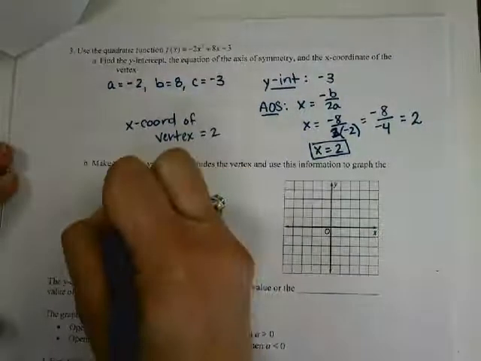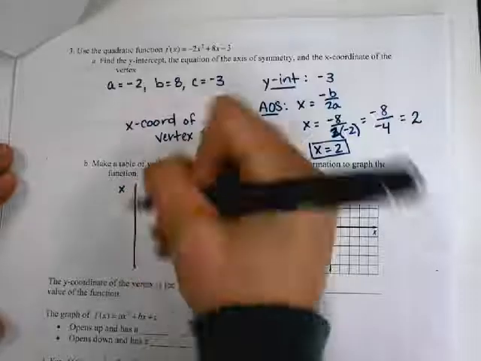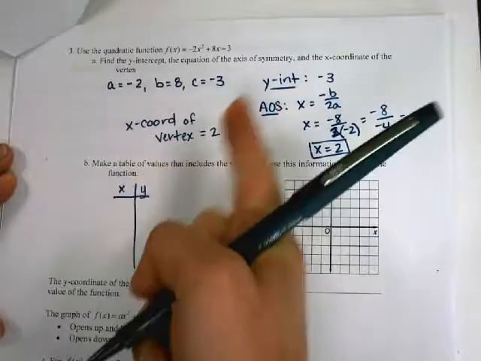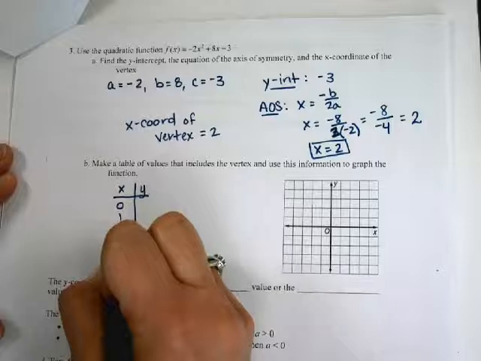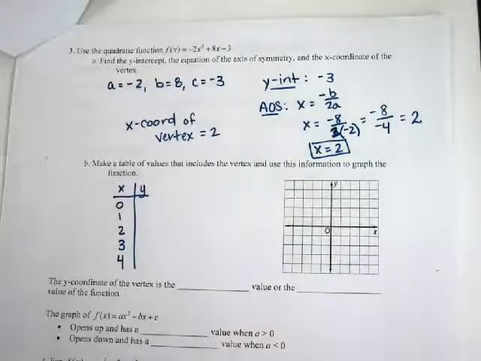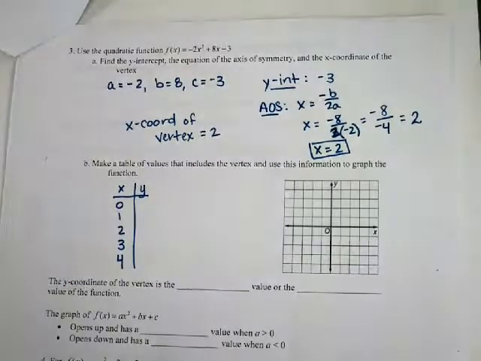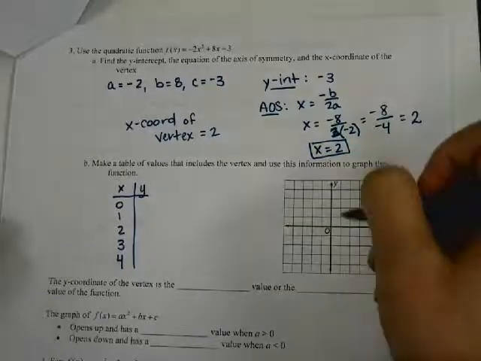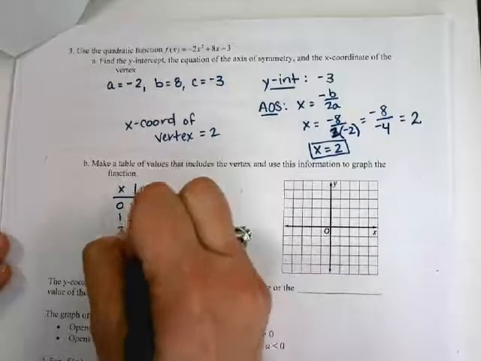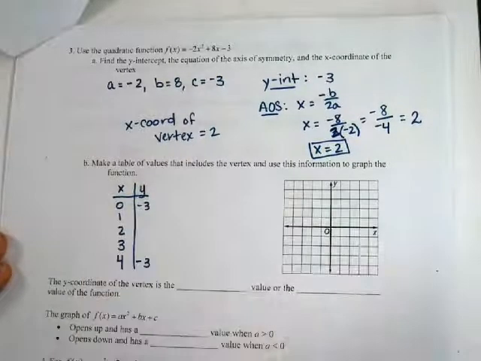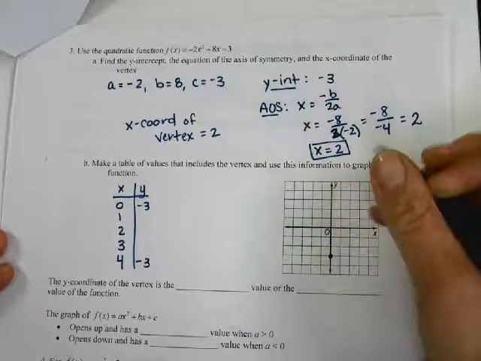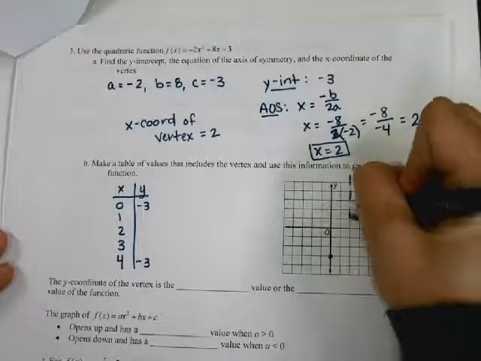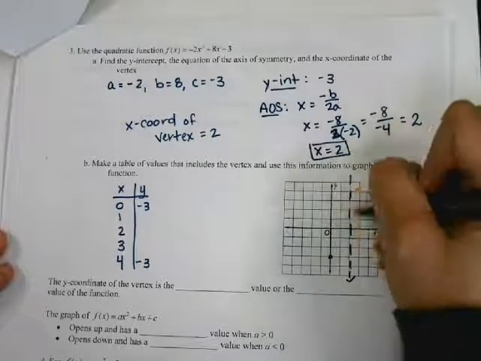Now, my table of values. Positive 2 goes in the middle. I want two numbers that are smaller, two numbers that are bigger. You're graphing a total of 5 points every time. We also know that at 0 it will be negative 3, so at positive 4 it will be negative 3. Then 1, 2, 3. My axis of symmetry is at positive 2 again, x equals positive 2.